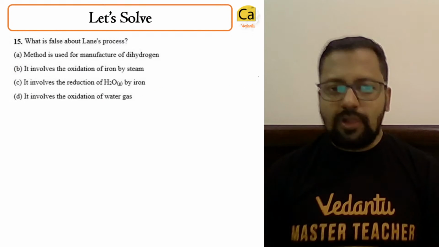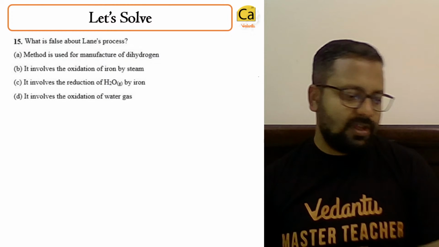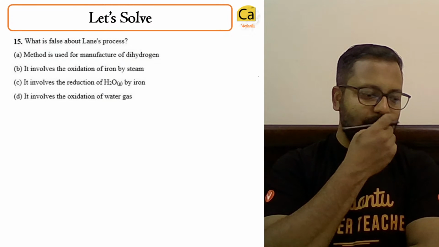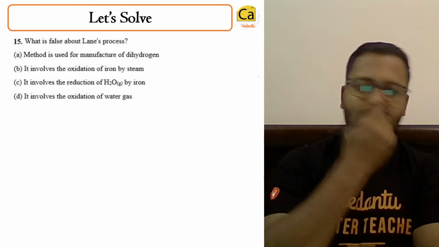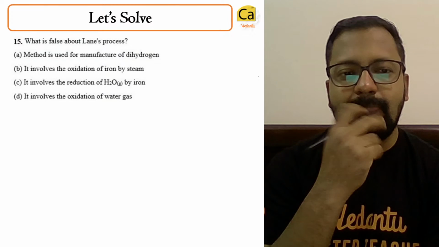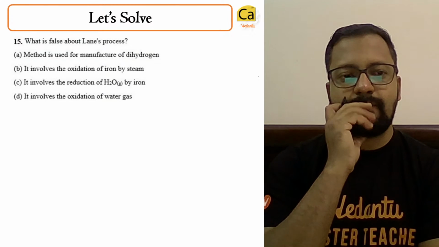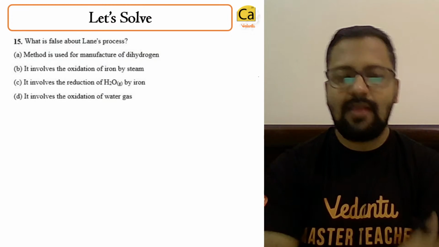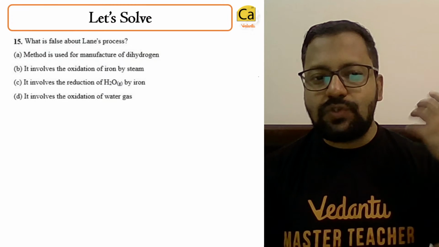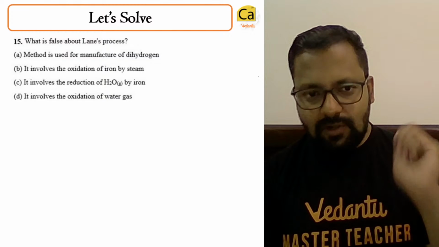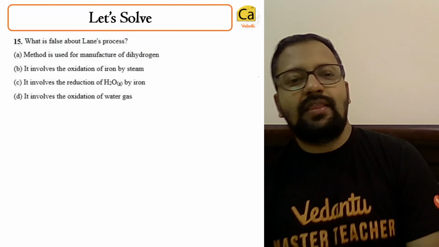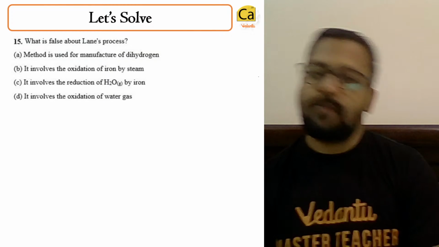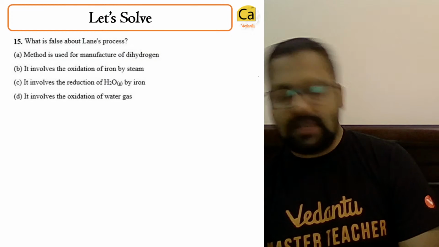What is false about Lane's process? The method is used for manufacture of hydrogen. It involves oxidation of iron by steam. It involves reduction of H2O by iron. It involves oxidation of water gas.